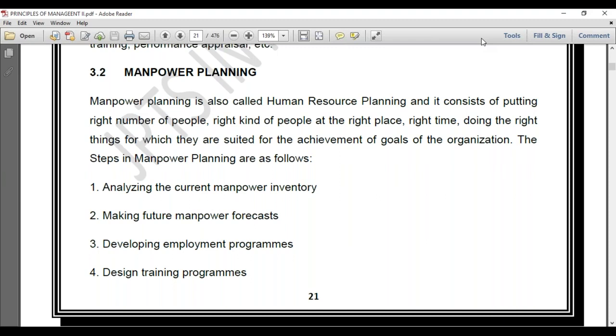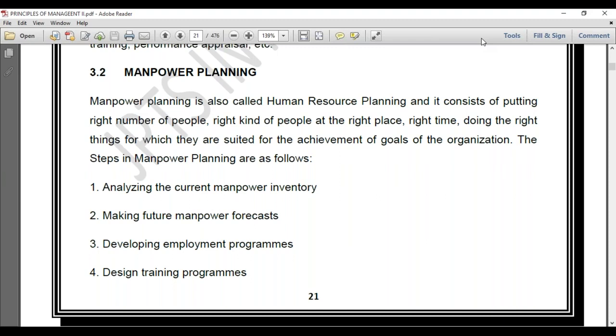The role of manpower planning includes analyzing the current manpower inventory. How many employees do you have in your organization? You keep a database of all of them. You also look at the future manpower forecasts. In the next few years to come, where and how do you intend to get your employees? How many people will you need in the next 10 years to come? It's a kind of forecast. This has to do with manpower forecast.